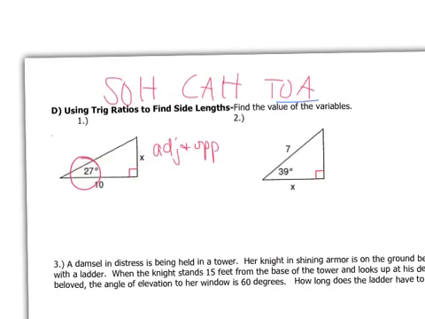So here's what we are going to say. We are going to say tangent of 27 degrees is equal to the opposite side over the adjacent side. So that would be x over 10.